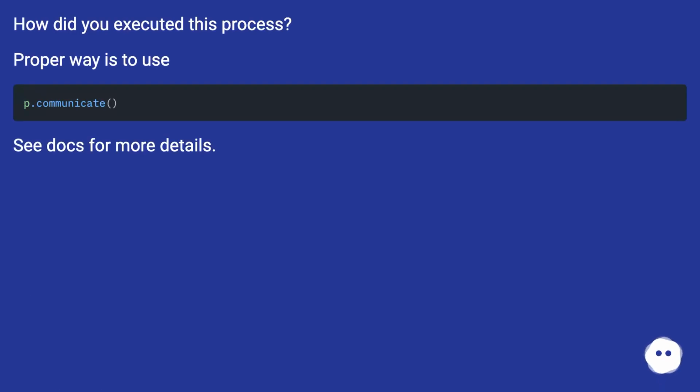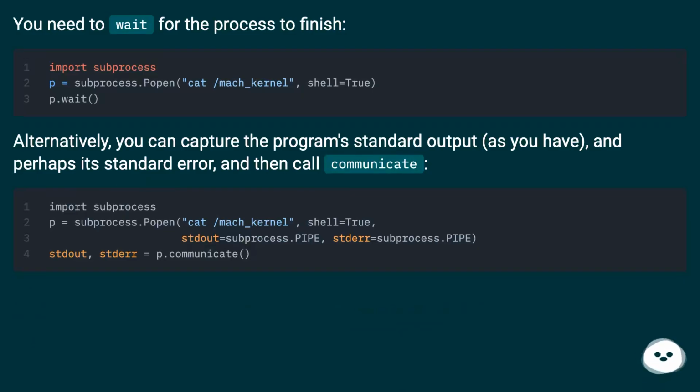How did you execute this process? Proper way is to use this. See docs for more details. You need to wait for the process to finish. Alternatively, you can capture the program's standard output as you have, and perhaps its standard error, then call communicate.